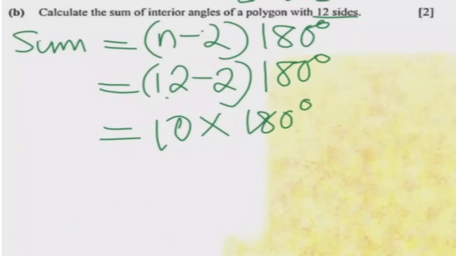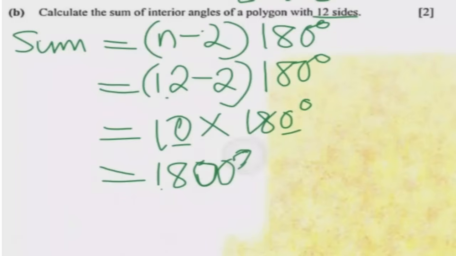180 degrees. Okay, so what you can do now is we just find the product of multiplying 10 and 180 degrees. So let's ignore the zeros and focus on 1 and 18. So 1 times 18 will give us 18. Now remember, we ignored 2 zeros, the one from 10 and the one from 180 degrees. So we put the 2 zeros we ignored back into the product, and that is the answer. As easy as that. Okay, and that is the answer.